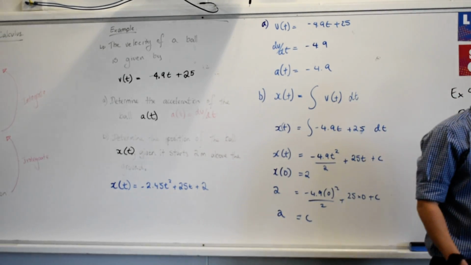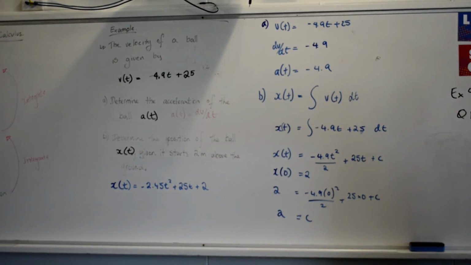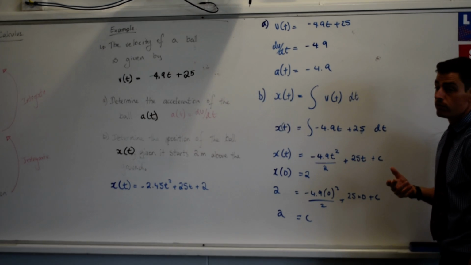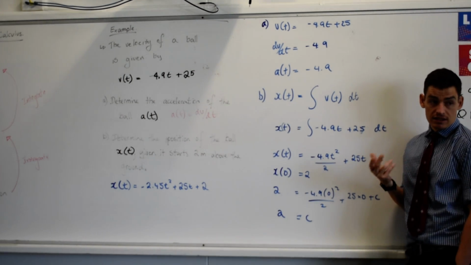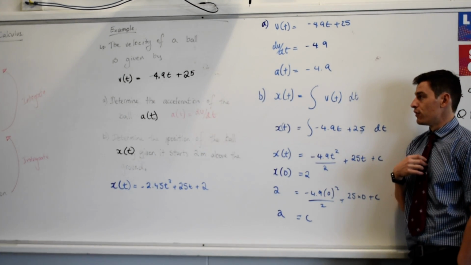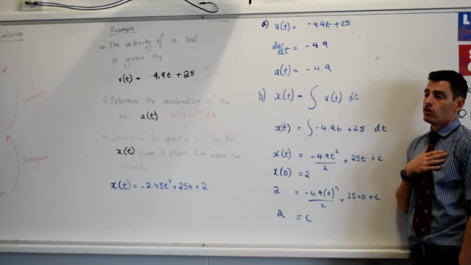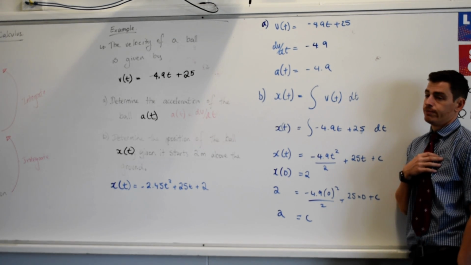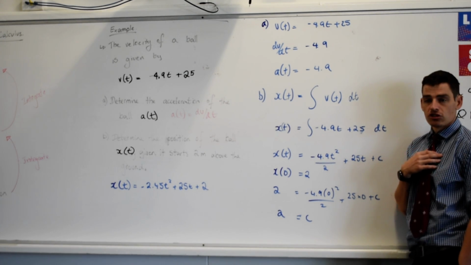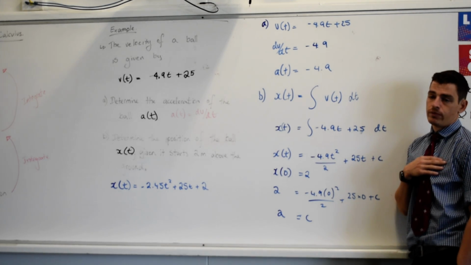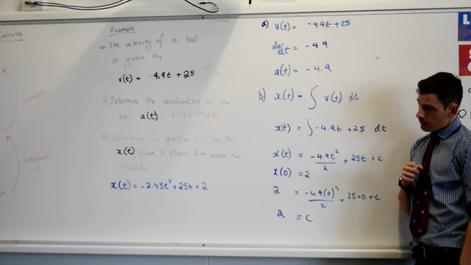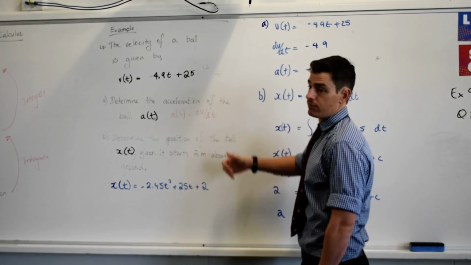What does that tell us about the velocity of this ball? Sorry, the acceleration of this ball. It's decelerating or going down. We define that as negative. Is it changing over time? Our acceleration is constantly -4.9. It doesn't change over time. That's question A done. Straight up.